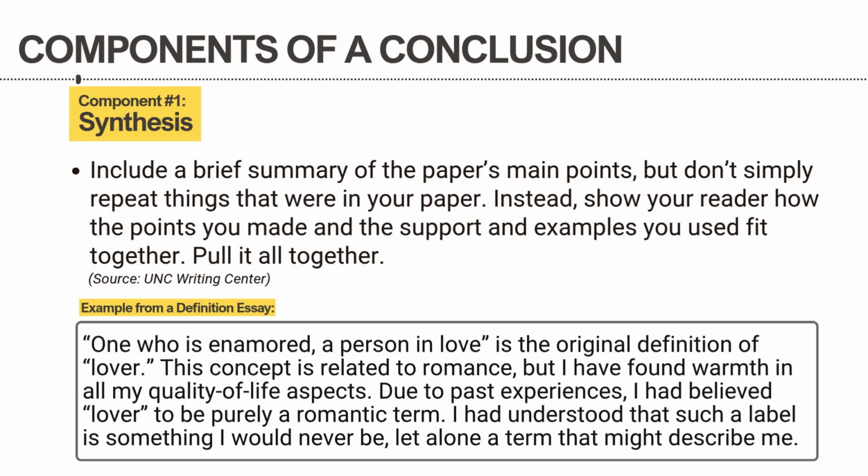So now this is from the conclusion. "One who is enamored, a person in love, is the original definition of lover. This concept is related to romance, but I've found warmth in all my quality of life aspects. Due to past experiences, I had believed lover to be a purely romantic term. I'd understood that such a label is something I would never be, let alone a term that might describe me." So here, instead of just summarizing, oh, a lover is not just this and it's that and that, they instead presented it in a totally new way and pulled things together. But it still serves as a kind of summary of what they had already discussed in the body.